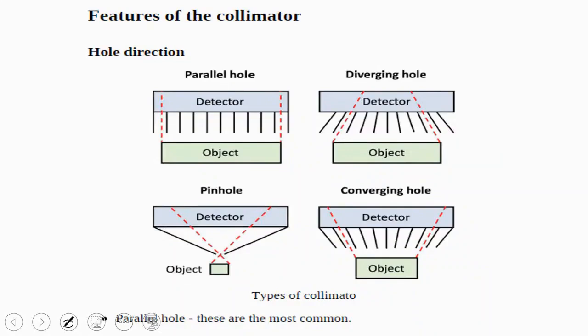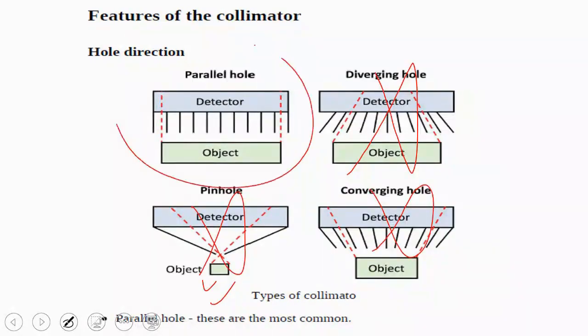To be honest, some of these are used today, while others are less common. The main one that is used is the parallel hole. The diverging and converging holes are no longer used much nowadays. The parallel hole is the basis. What does parallel hole mean? It means all the holes are parallel in this way. So the object you are imaging, or the body, or the organ you are imaging, will appear here without any magnification, just as it is.